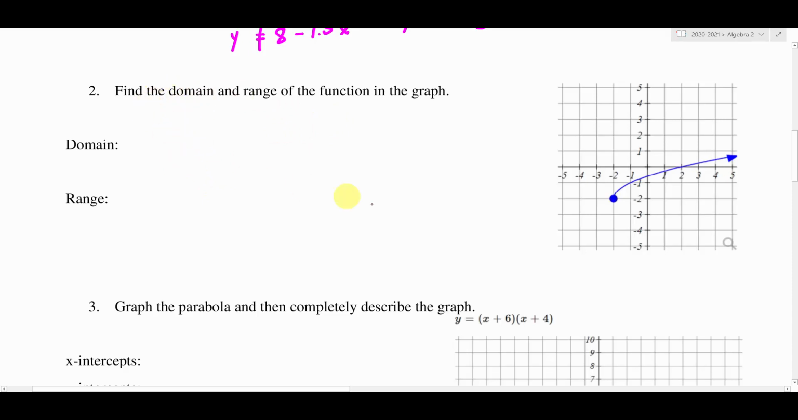All right. So domain and range, right? Remember, domain describes all of the x values, so really what we want to know is how far to the left does the graph go and how far to the right does the graph go.